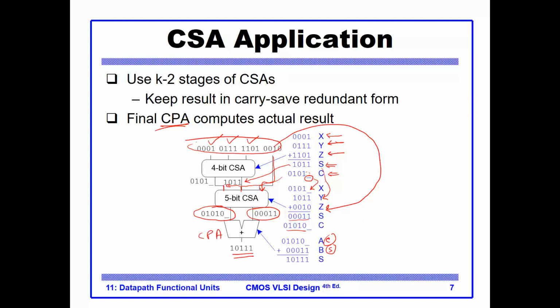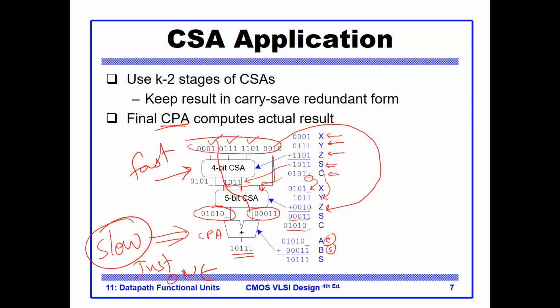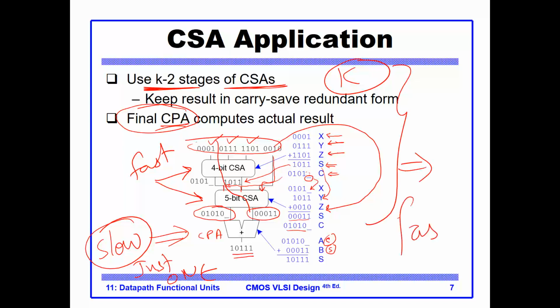And now notice this carry propagate adder, which is slow. I'm using just one. And the previous ones are what? Carry save adders. These are fast. All right, so these are fast carry save adders. For k numbers, I need k minus 2 stages of carry save adders, and I need a final CPA. This method is much faster than the serial method that I used in the earlier slides. So you can check that.